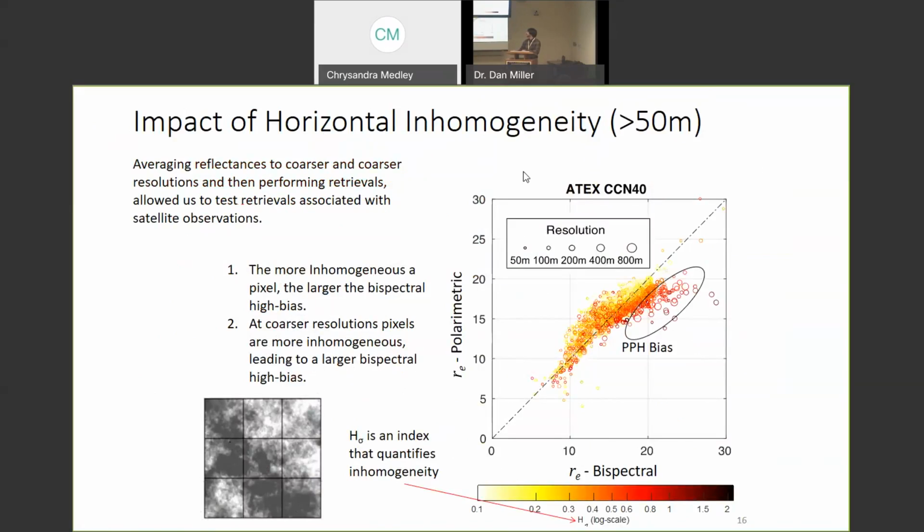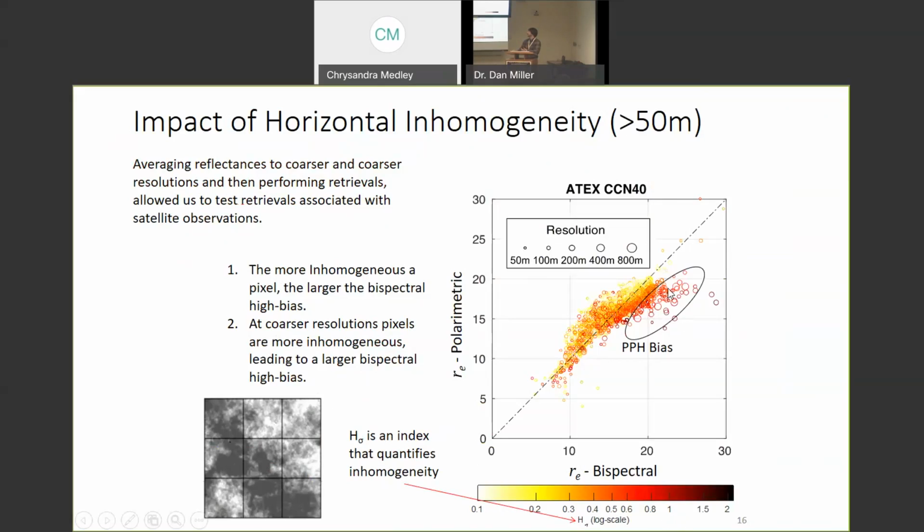And so if you look at different spatial resolution pixels, 50 meter is the native LES resolution, and 800 meters is as close as I can get with an even division of the number of pixels to 1 kilometer. As I change the spatial resolution and look at the homogeneity of the pixel, the important point here is that this index, H sigma, is the standard deviation of the reflectances in that box divided by the mean. So when there's a lot of variability, the number gets bigger, and the redder these points are, the more inhomogeneous the pixel is.